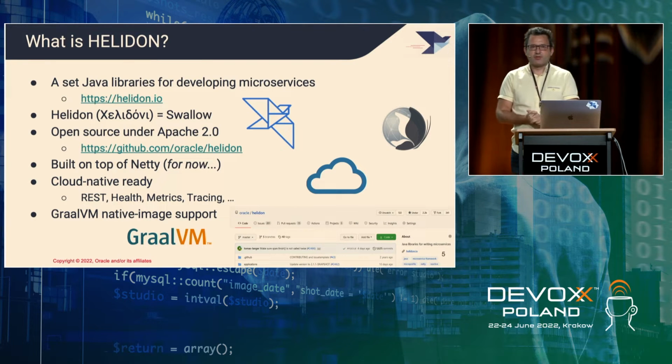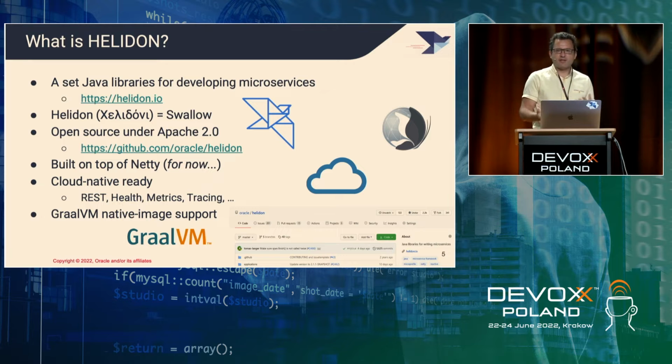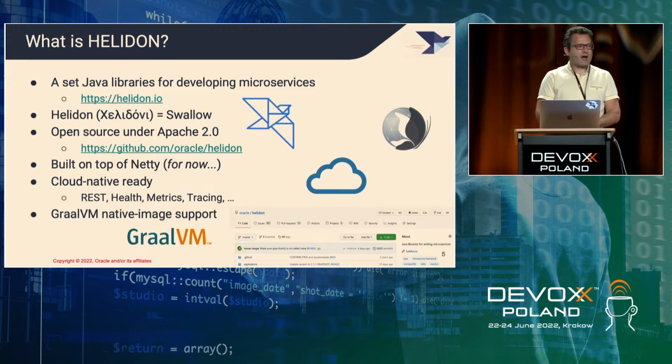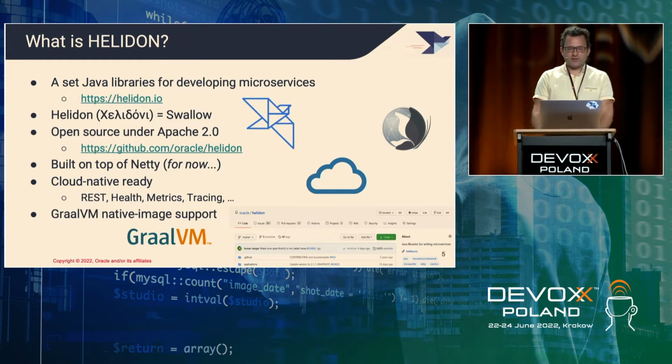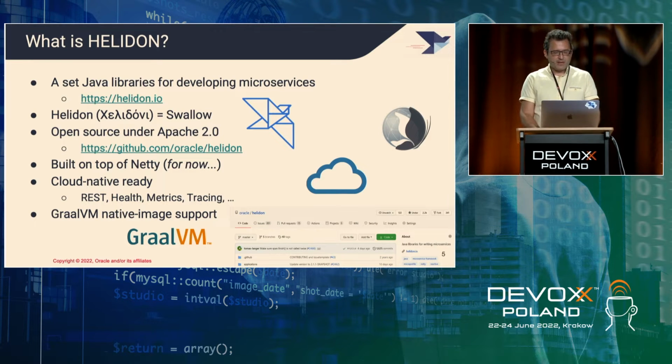We support all the usual things like health checks, metrics, tracing for observability, REST endpoints so you can expose your services, and all the things like fitting right into your Kubernetes cluster. You can also deploy it on your hardware. You can run it on your laptop if you choose to. It's a standalone web server with a lot of features. We also support GraalVM native image if you are interested in that part, which allows you to build native executables from Java programs.